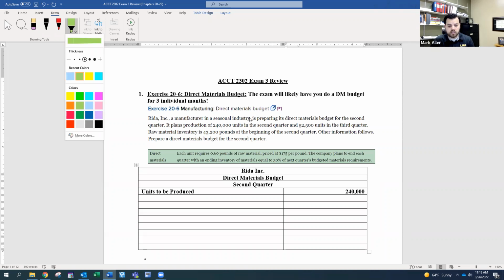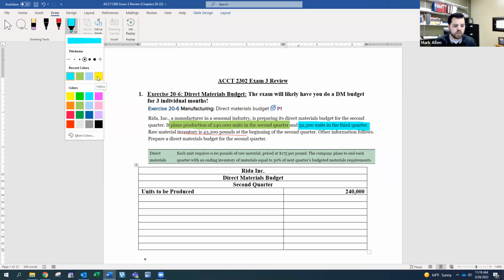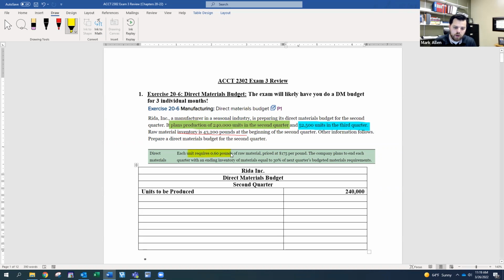Rita is a manufacturer in a seasonal industry. They're preparing the direct materials budget for the 2nd quarter. Plans production of 240,000 units in the 2nd quarter. And it plans production of 52,500 units in the 3rd quarter. Okay, all of that's very important information. Now they give us raw materials inventory, 43,200 pounds at the beginning of the 2nd quarter. And then down in that green box, we get some other information that's actually very useful also. So each unit requires, so this is what we care about, 0.6 pounds of raw materials priced at $175 per pound. Now there's one other thing we need to know, and that's their policy in regards to ending inventory. The company plans to end each quarter with an ending inventory of materials equal to 30% of next quarter's budgeted materials requirements. So we've got all the information we're going to need as we walk through this problem.